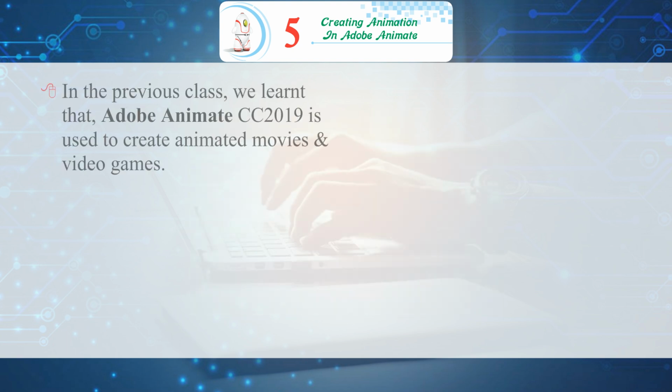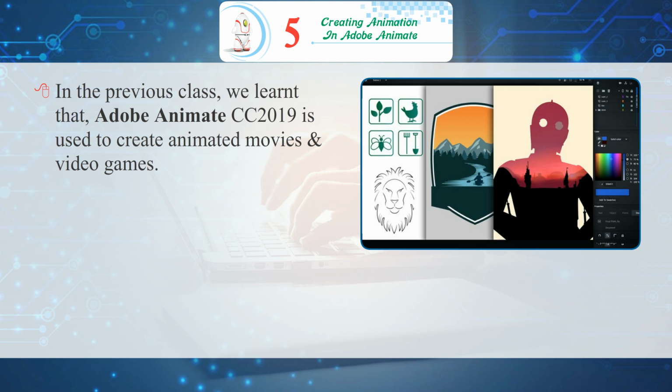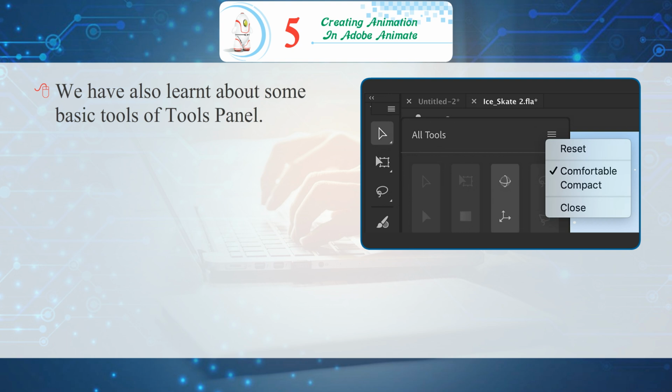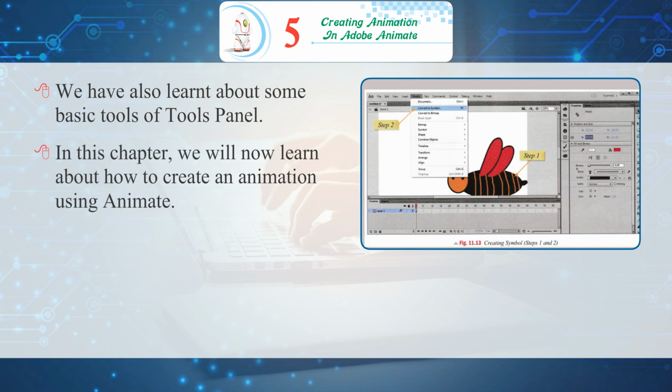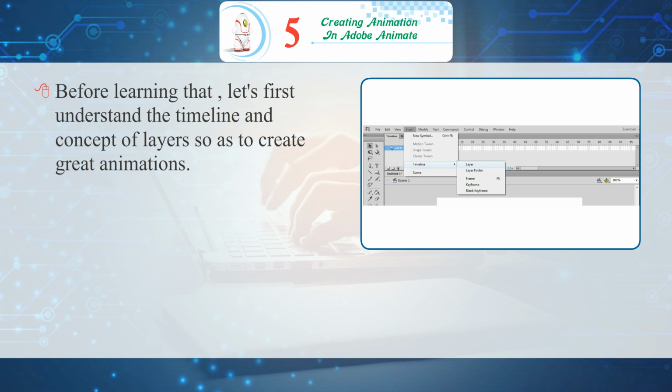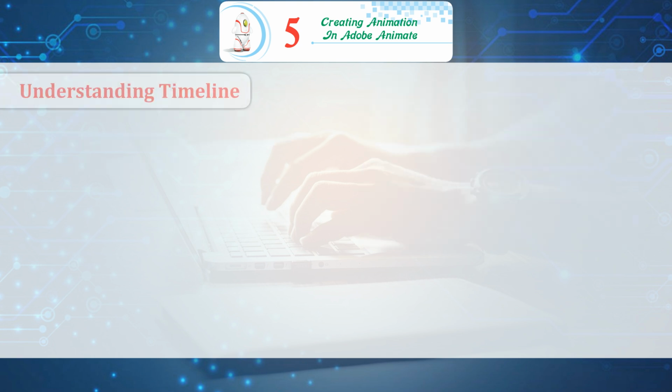Animate. In the previous class, we learned that Adobe Animate CC 2019 is used to create animated movies and video games. We have also learned about some basic tools of Tools panel. In this chapter, we will now learn about how to create an animation using Animate. Before learning that, let's first understand the timeline and concept of layers so as to create great animations.